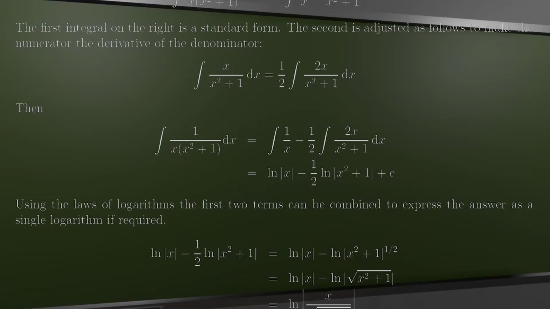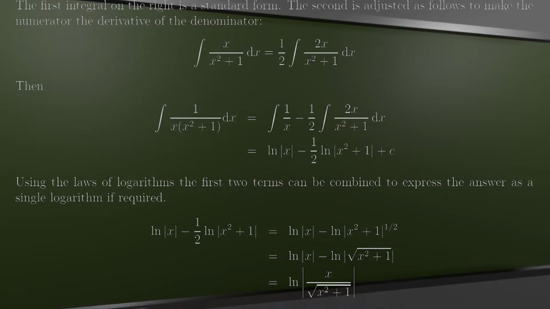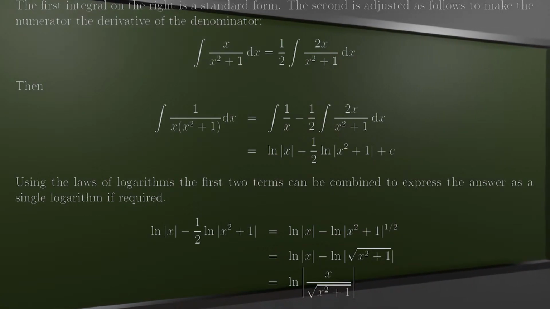Now that we have the values for our numerators, we will get back to our integral and assign those values to integrate our decomposed partial fraction. Applying the necessary integrations and simplifying our answer, we get ln x over square root of x squared plus 1.